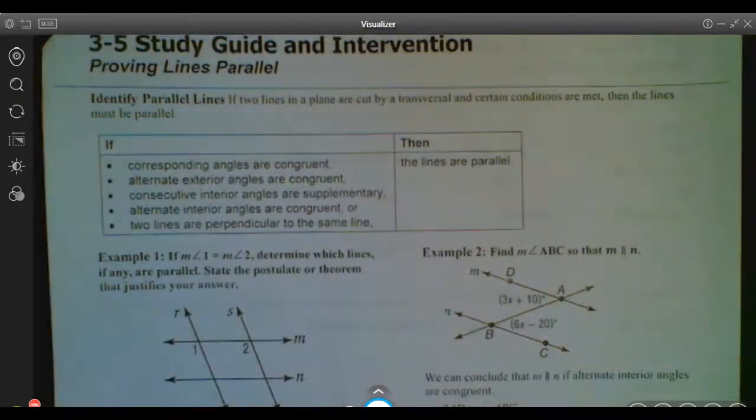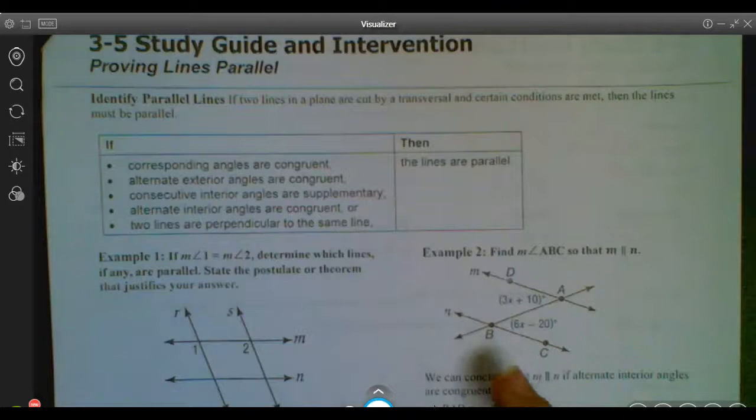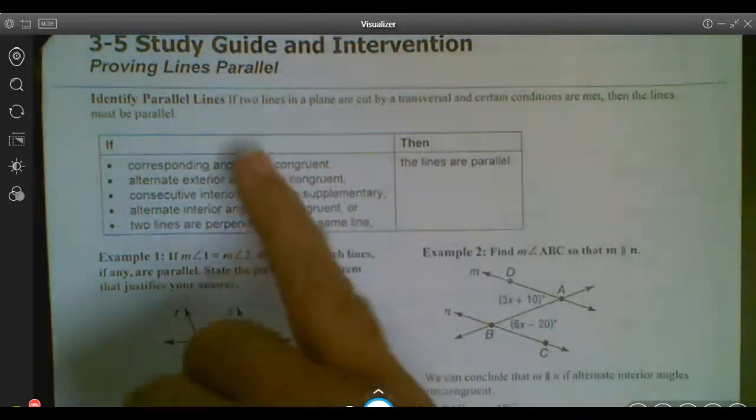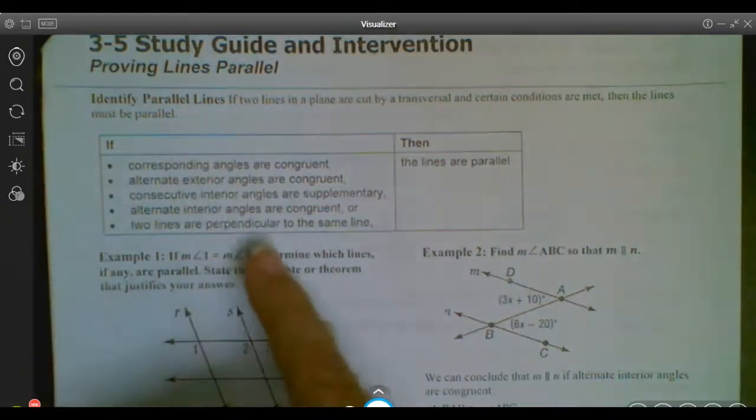And what we discovered in the second section was that if the lines that we're working with are parallel to each other, then all these special relationships started to happen between these pairs of angles. So if the lines were parallel, then corresponding angles are congruent. And if lines are parallel, alternate exterior angles are congruent, so on, right? But the way that we were looking at all of those all had to do with if the lines were parallel, then all this stuff is true.